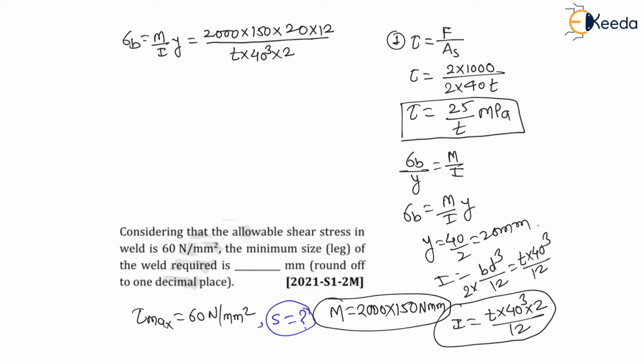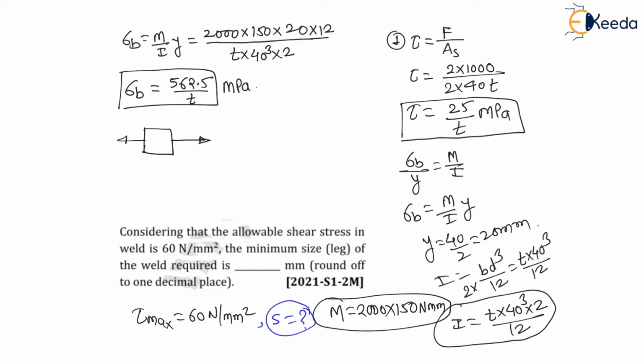So my dear students, if I simplify this, then I will get the bending stress equal to 562.5 divided by t. This is the value of the bending stress, right? Now again it is in MPa, right? So my dear students, once we have calculated the shear stress tau and the bending stress sigma b, if I check an element on the weld, then this element is subjected to one type of stress which is called bending stress sigma b, as well as it is subjected to shear stress tau.